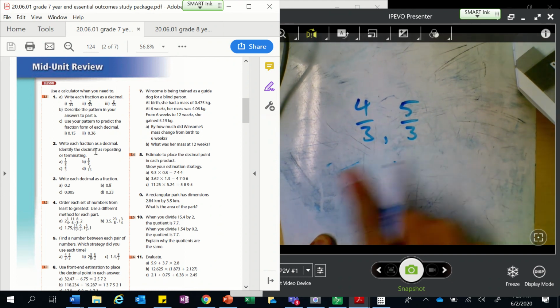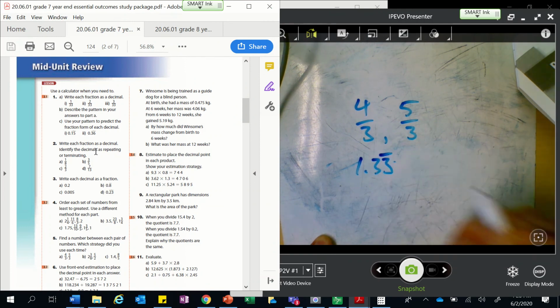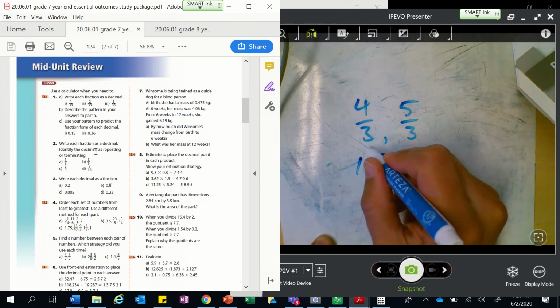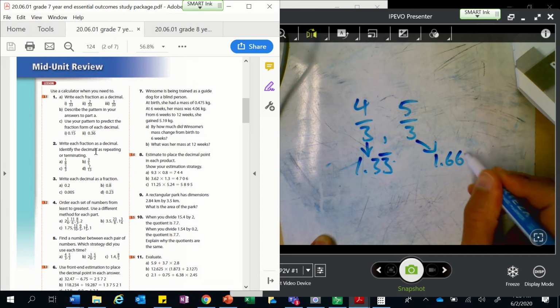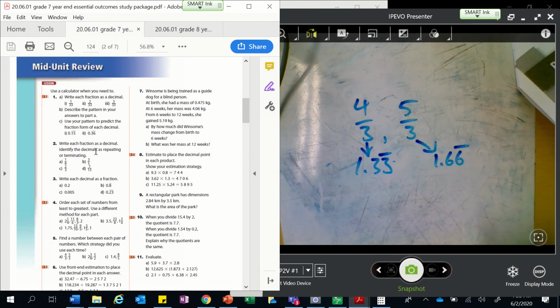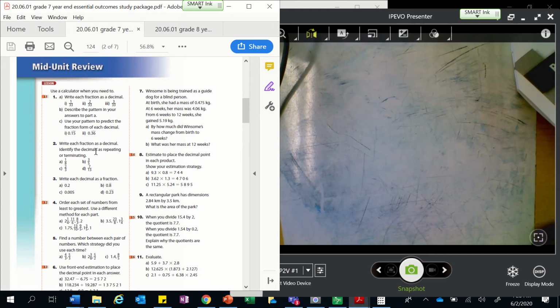If I put that into a calculator, I would get 1.33333 forever. And if I put this into a decimal, I would get 1.666 forever. So what's one that I could put in the middle? I could go 1.444444 or 1.555555, and that would also work. There's many different strategies to find numbers between.